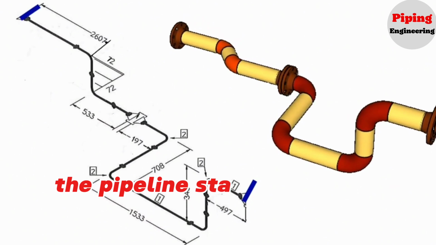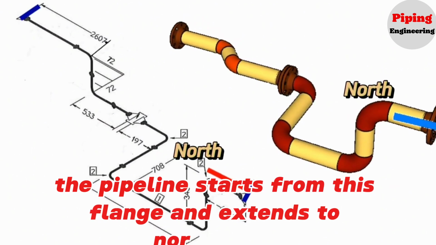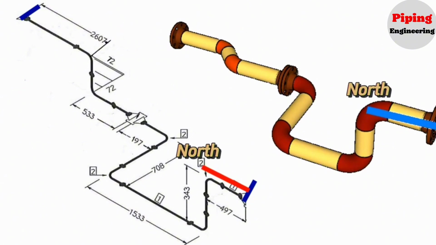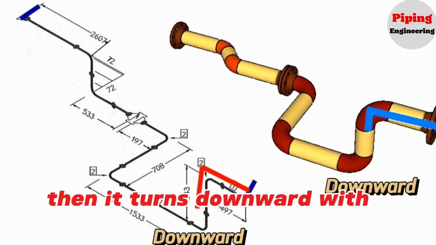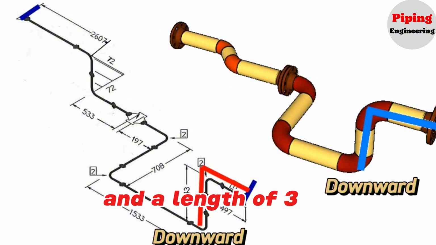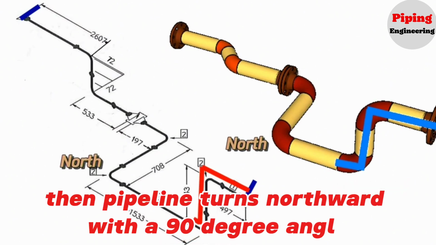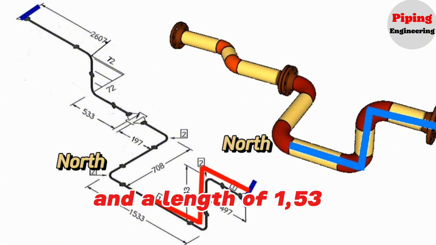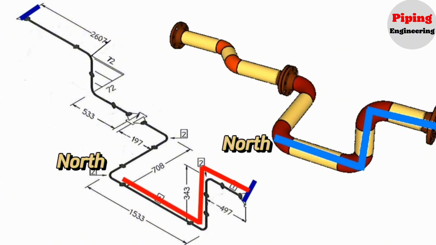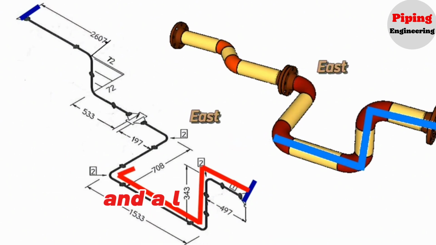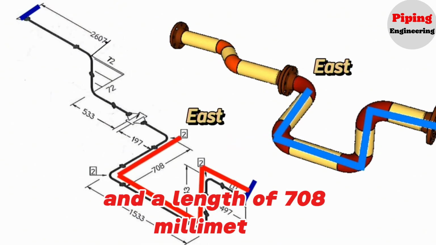The pipeline starts from this flange and extends to northwards a length of 497 mm. Then it turns downward with a 90-degree elbow and a length of 343 mm. Then pipeline turns northward with a 90-degree angle and a length of 1,533 mm. In this point, the pipeline turns to eastwards with a 90-degree elbow and a length of 708 mm.